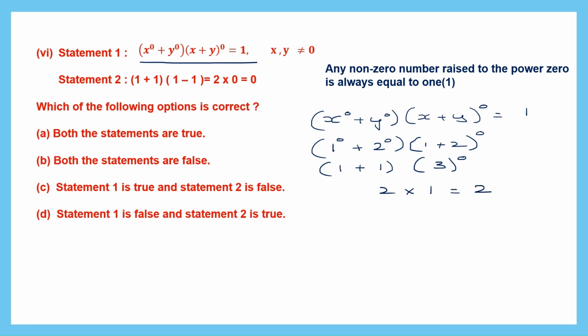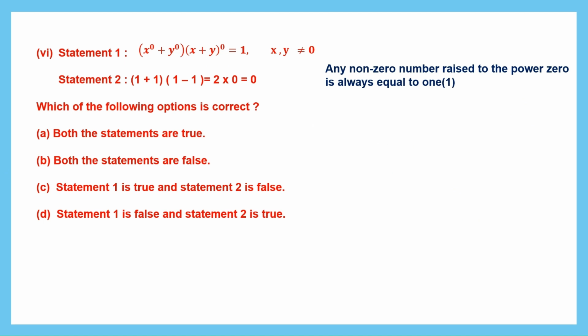But here what does it say? It says statement 1 says it is equal to 1. Here it says it's equal to 1. And we know 2 is not equal to 1. That means the first statement is false. Statement 1 is false. Now let's look at statement 2.